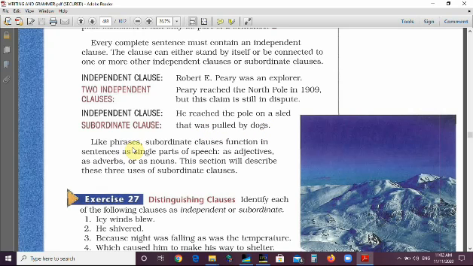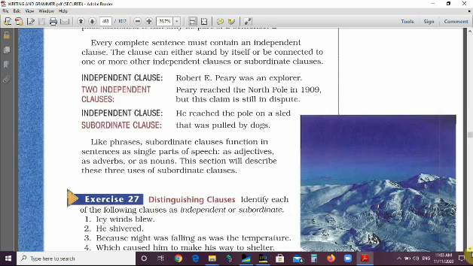Like phrases, subordinate clauses function in sentences as single parts of speech. Again, from now on in this lesson we're going to talk about subordinate clauses. They act as adjectives, adverbs, or nouns. This section will describe these three uses of subordinate clauses.